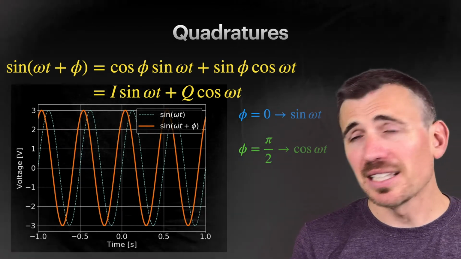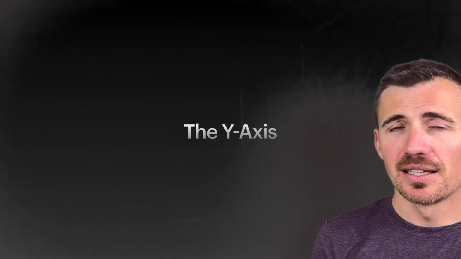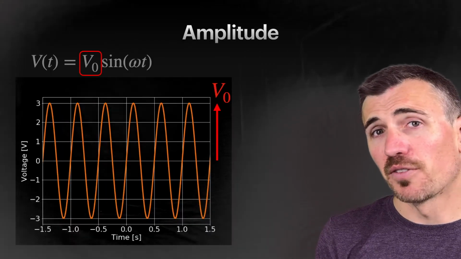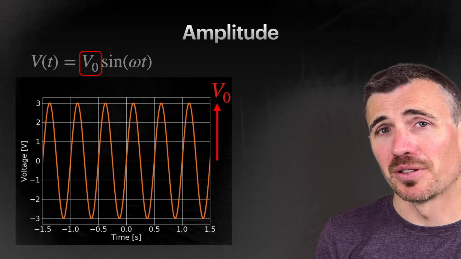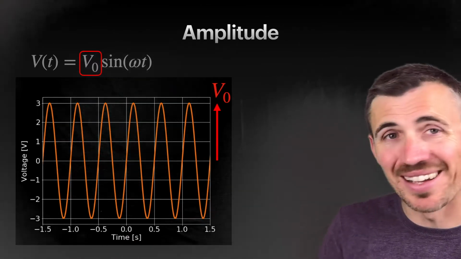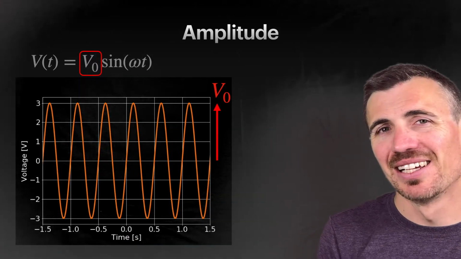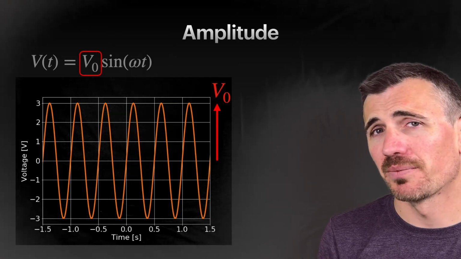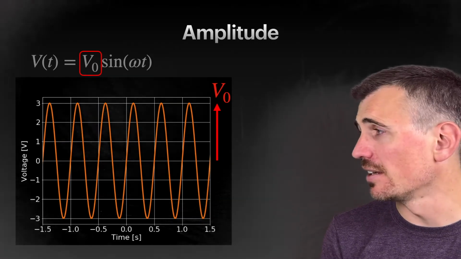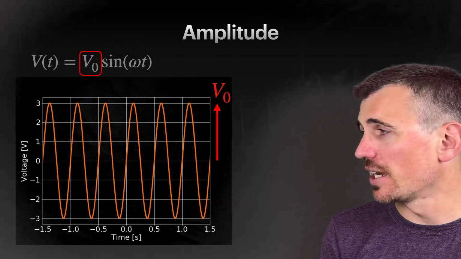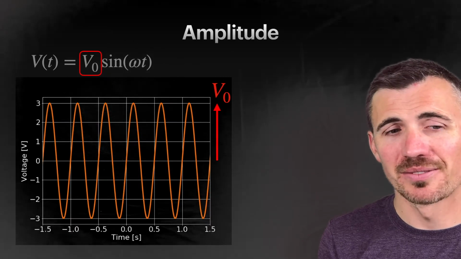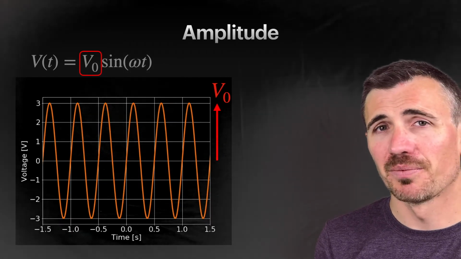Okay, that's it for the time axis. Let's talk about the voltage axis, the vertical axis, and some of the related quantities. The first one, perhaps the easiest one, is the amplitude. That's just the number that we're multiplying sine by, and it tells us the maximum value that the sine function is going to reach. The maximum value is when sine is equal to 1, in which case my voltage at that particular time is equal to V naught. That's what we call the amplitude.